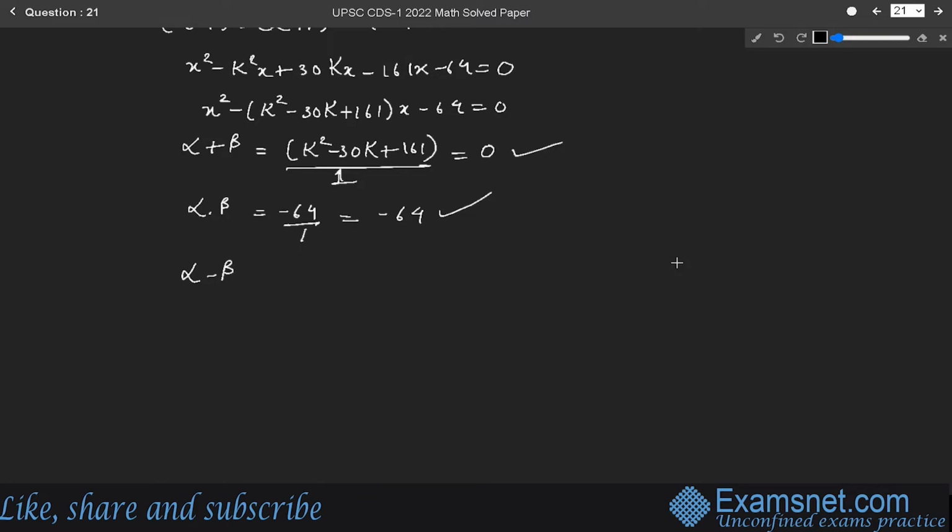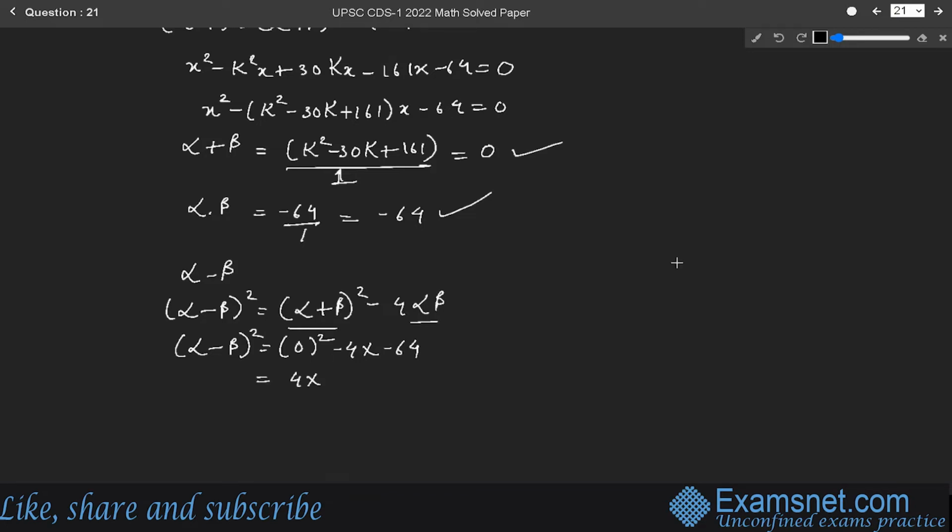Alpha minus beta can be found by using the formula: alpha minus beta whole square is equal to alpha plus beta whole square minus 4 alpha beta. So alpha minus beta square will be 0 square minus 4 into minus 64. This is the sum and this is the product of the roots. On further solving, it will be 4 into 64. So alpha minus beta square is equal to 4 into 64.